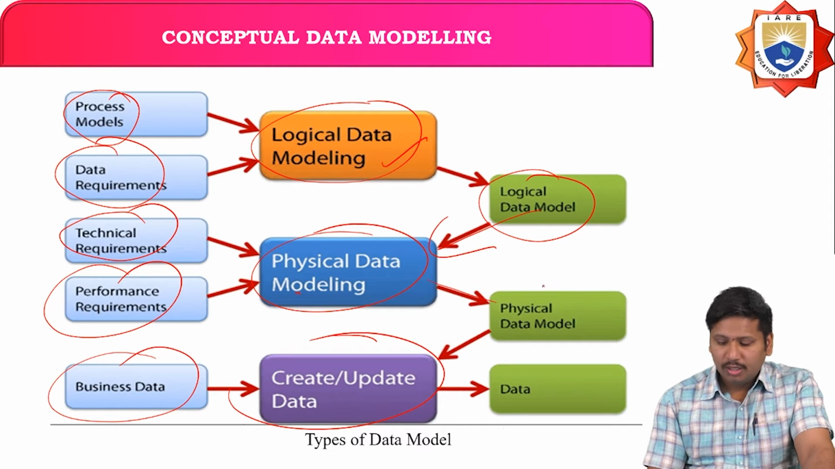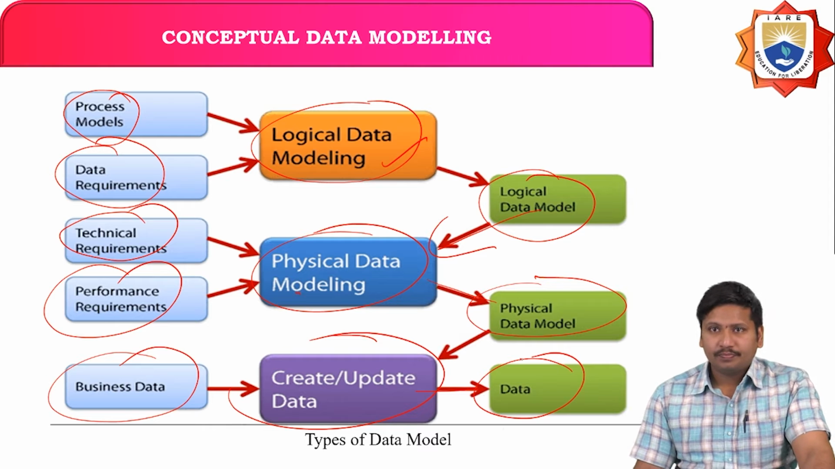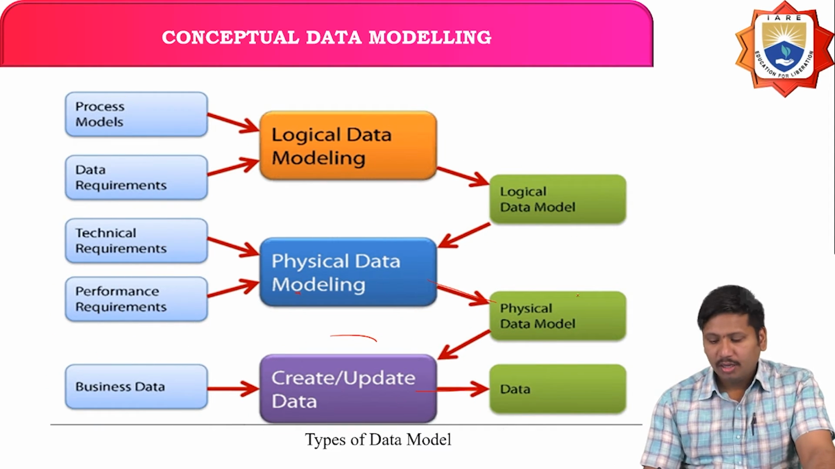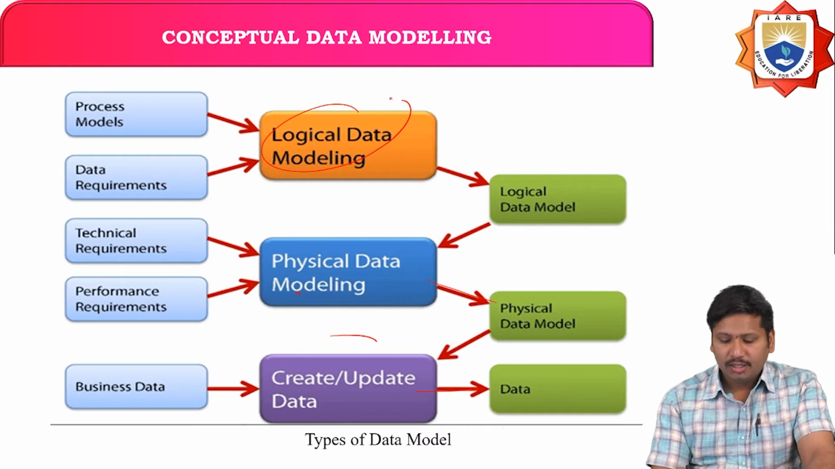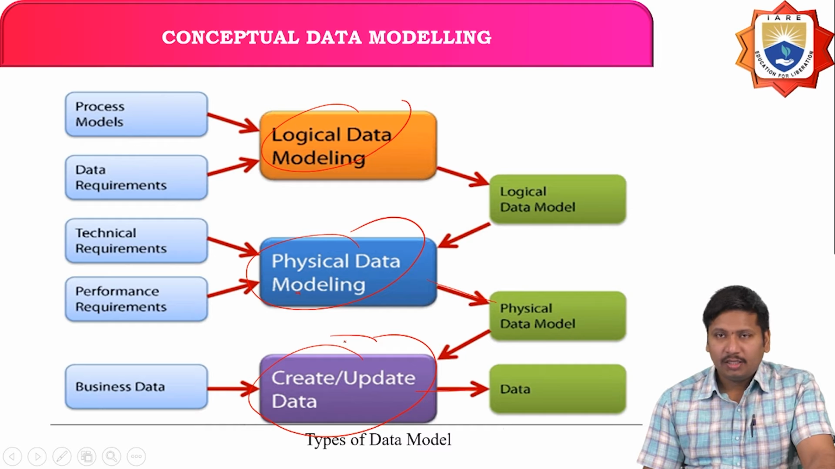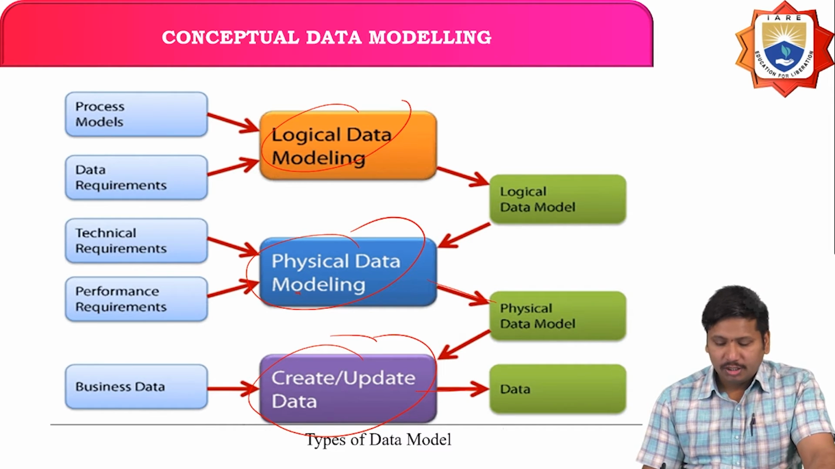You should be able to build this physical data model, and this physical model is going to be developed and the required data is going to be produced here, right? So the different steps are logical modeling and then physical modeling, and then creating and updating the data. These are the main steps or various types of data model.